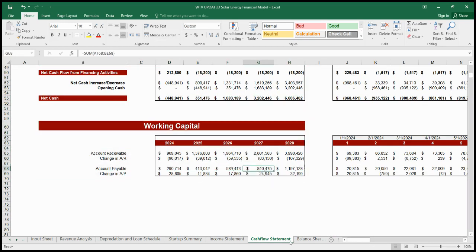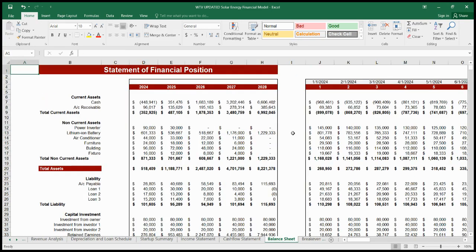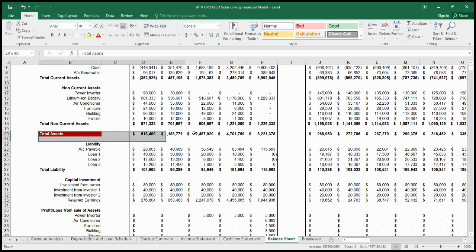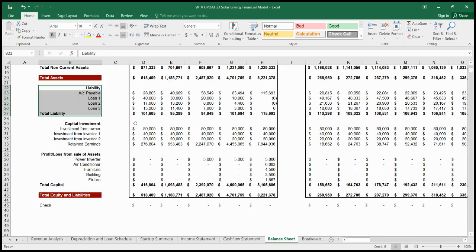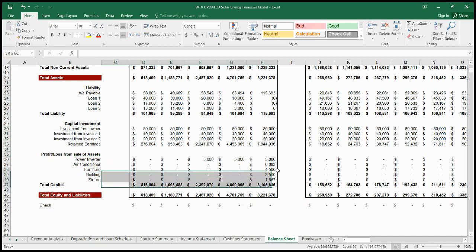And after the cash flow statement, we have the balance sheet. The balance sheet includes current assets and non-current assets. After that we have total assets, and the same goes with liabilities, current liabilities and non-current liabilities. And after that we have total liabilities, and after that we have the equity section. This describes total capital from equity, and after that we have total liabilities and equity.